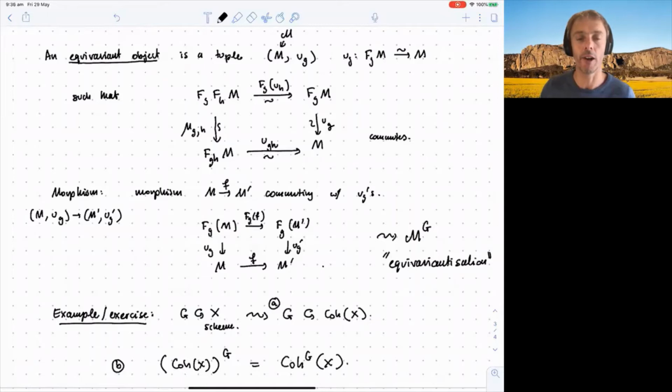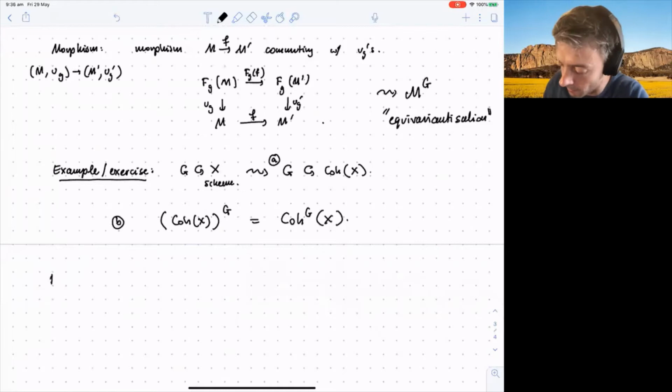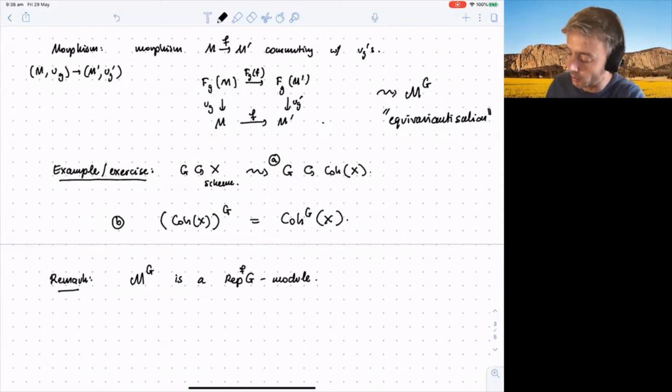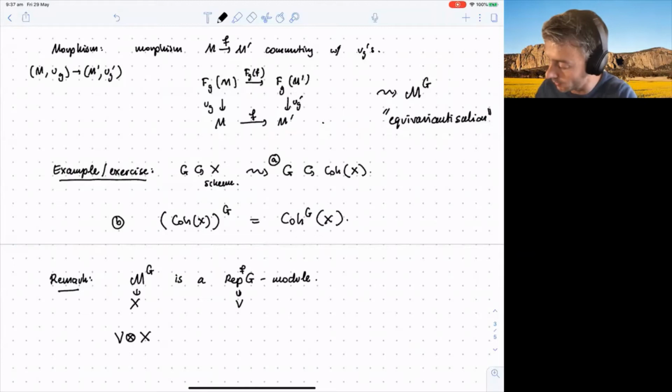So remark: if I have x inside here and v inside here, then v tensor x makes sense as an object. So I have x together with, and I claim it has a canonical equivariant structure.